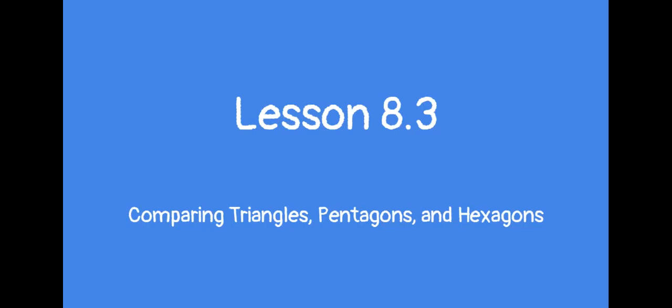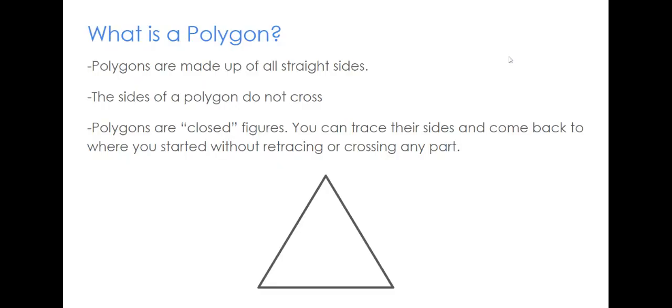Hello, math family. Today we are going to be talking about comparing triangles, pentagons, and hexagons. We've been learning a lot about different attributes that we can classify shapes with, and today we're going to learn about another attribute that we can use to classify shapes. So we are going to be talking about polygons.